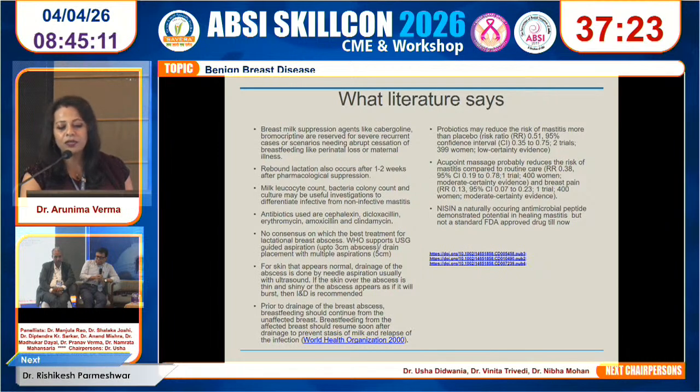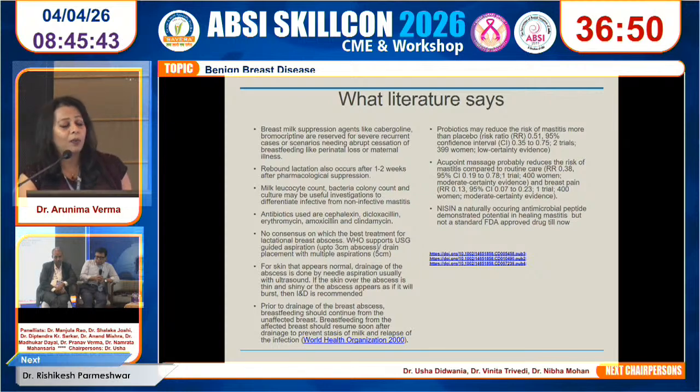As far as treatment is concerned, the WHO supports ultrasound guided aspiration for abscesses up to 3 centimeters, and if it is more than that, a catheter drainage can be done. As far as I and D is concerned, you need to do it only when you see skin changes in the breast, signs of necrosis, and then you do it. When we come to drainage of a breast abscess, breastfeeding should actually be continued. That is what the WHO advises. And probiotics have been shown to reduce the risk of mastitis more than placebo. However, we need more trials.